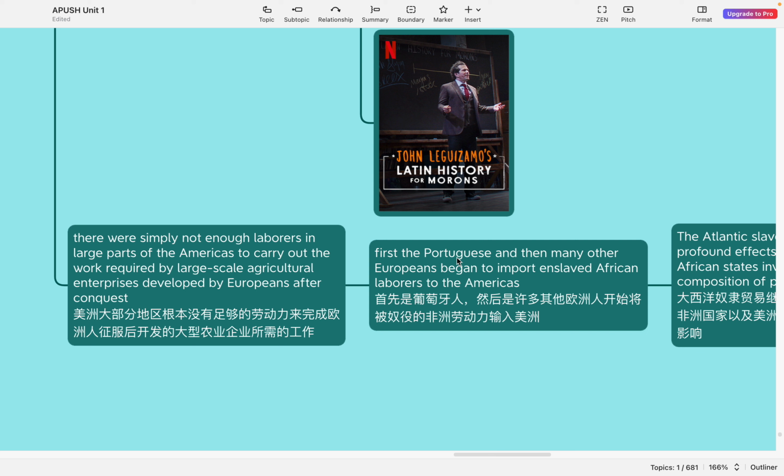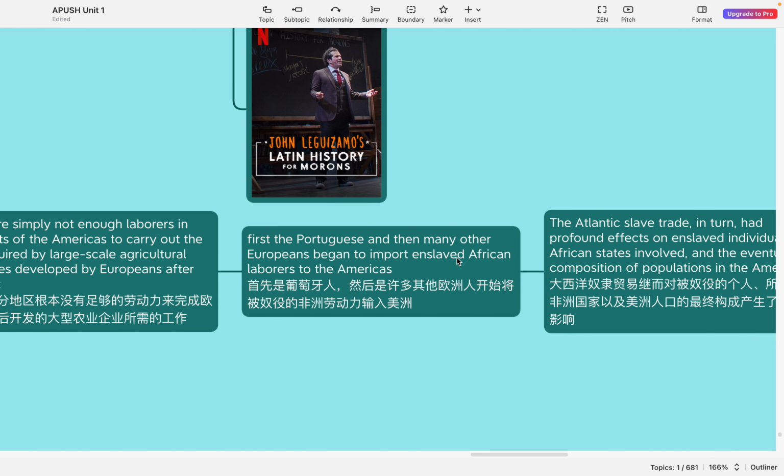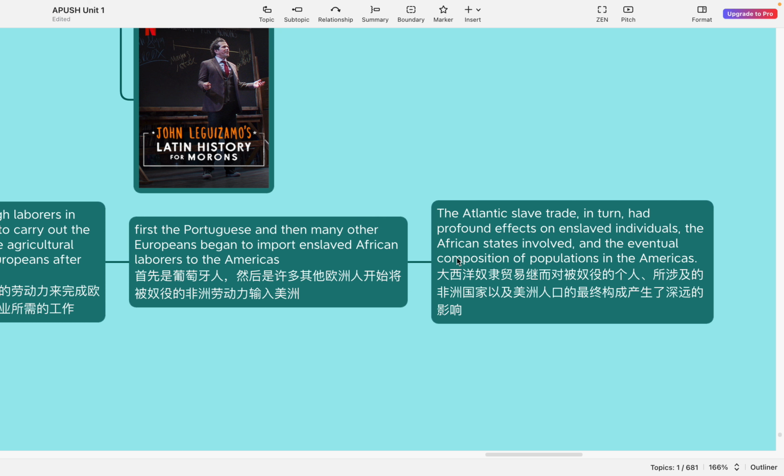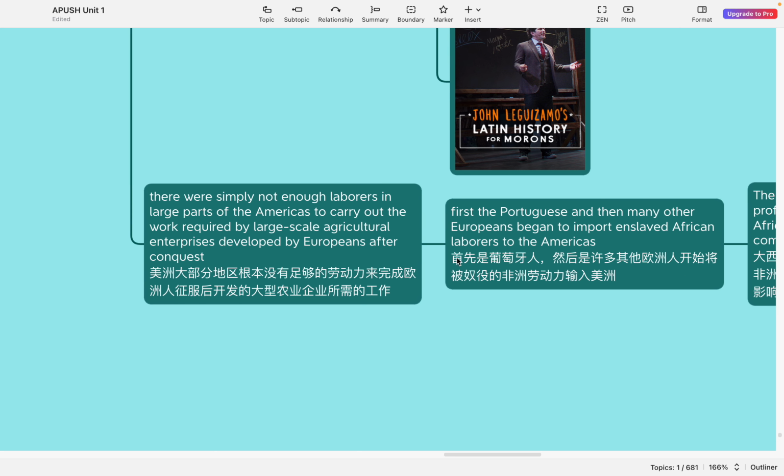After the indigenous population drastically decreased, the Americas were like a massive empty farm with too few laborers to till the soil. Consequently, the Portuguese and other Europeans started importing enslaved African labor to the Americas. This not only had a huge impact on Africa's population and economy, but also introduced a workforce that would shape the future of agriculture in the New World.